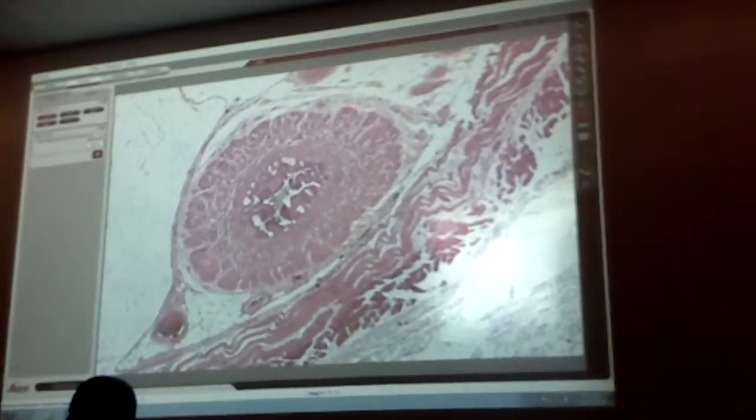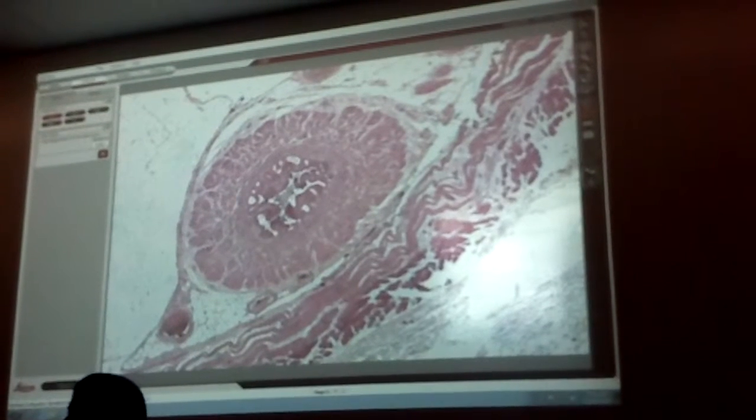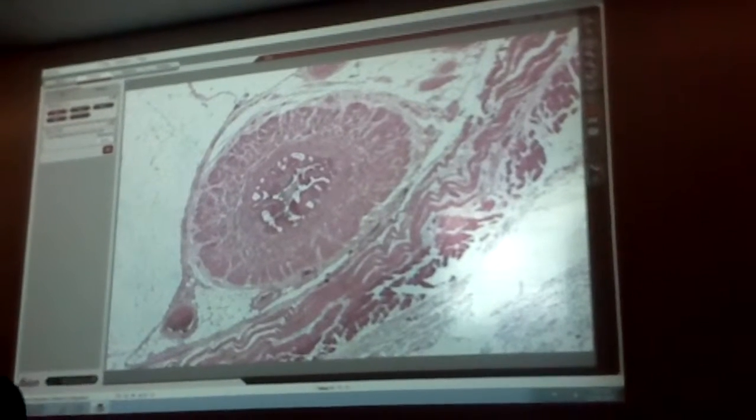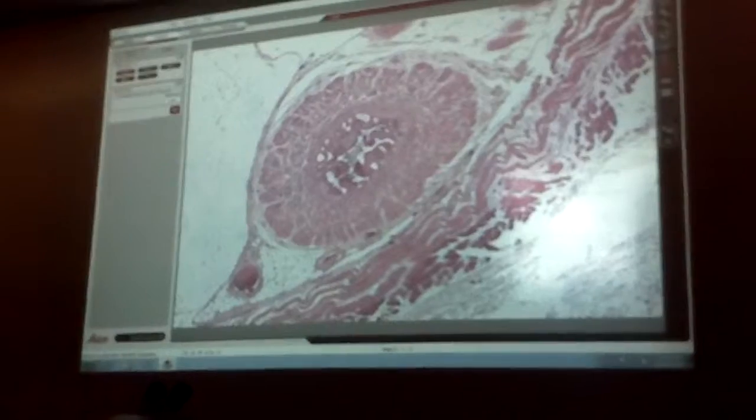Does the vas deferens have grainy things inside? Yes, because that would be like sperm. Okay. All right.